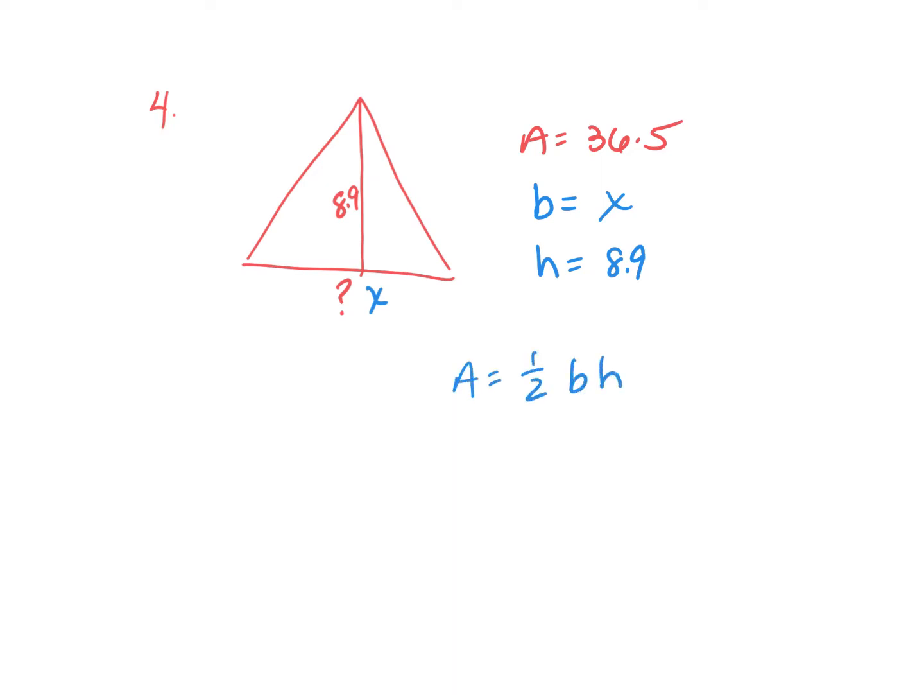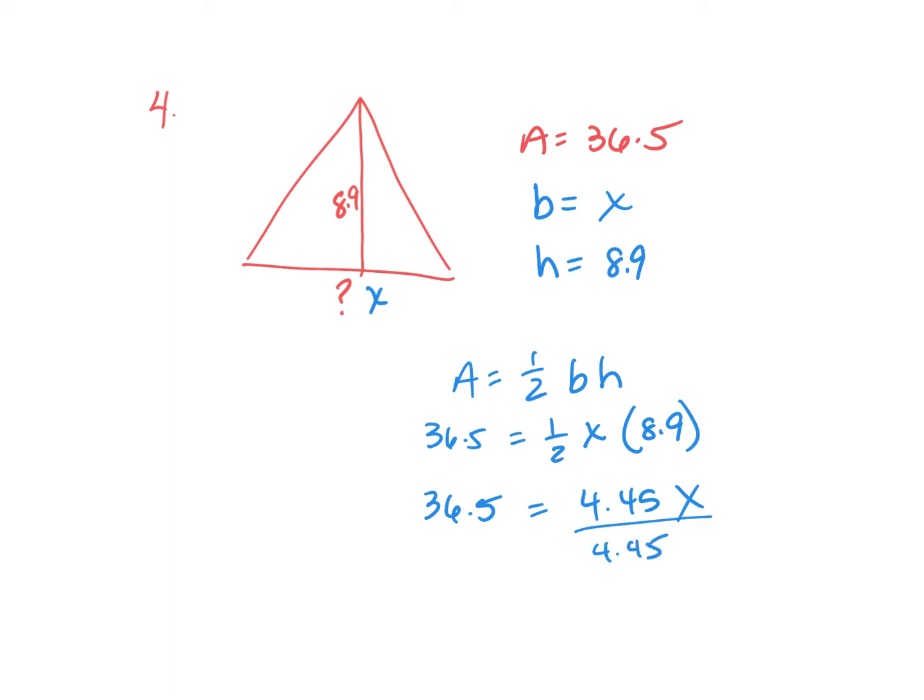Area equals 1/2 base times height. So I'm going to fill in what I know. I know the area is 36.5. I don't know the base, it's X, and the height is 8.9. So I'm going to take 1/2 of 8.9. What is that? So we get 36.5 equals 4.45x. How do you leave the x alone? You divide by 4.45.